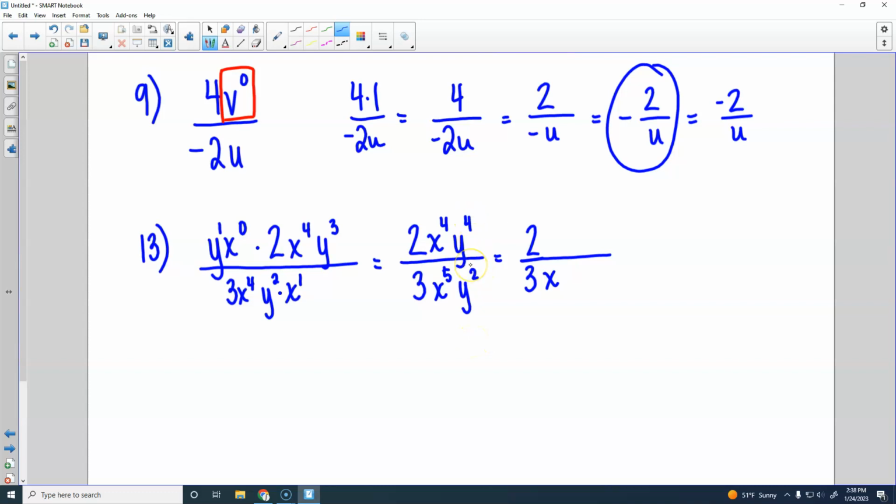4 minus 2 gives me 2. Where should I put those y's? Top or bottom? Top. So I'll get y squared there. And so that would be my answer.